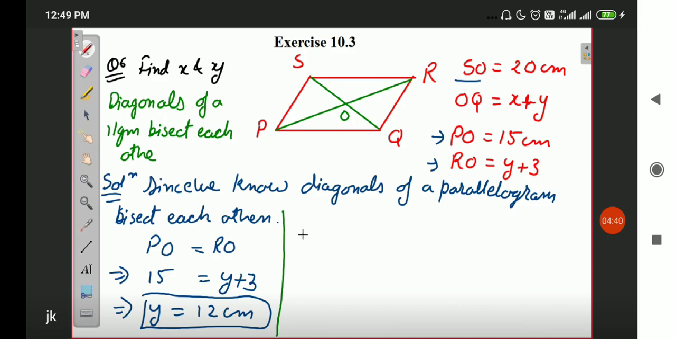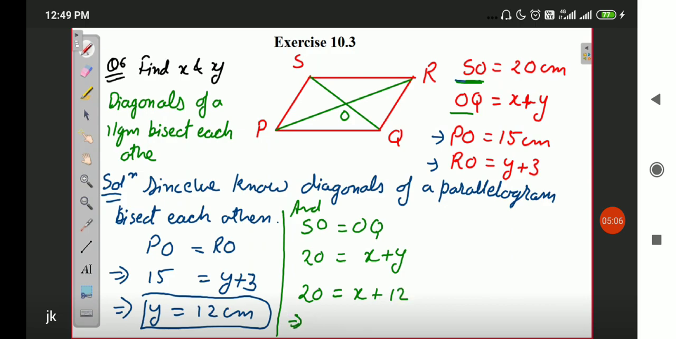And doing the same thing for another set of lines, SO length and OQ length are equal. Why are they equal? Once again, because the diagonals of a parallelogram are bisecting each other. What do we mean by bisect? Dividing into two equal parts. 20 is equal to x plus y, y is 12. So the value of x will be 8 centimeter. You subtract 12 from 20, you get 8 centimeter. So these are the values of x and y.